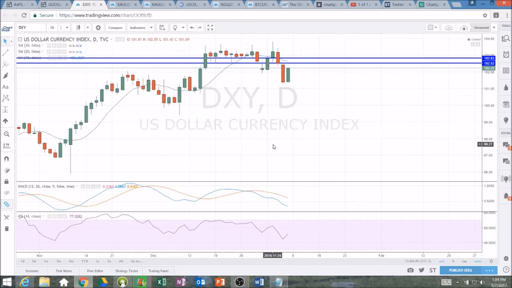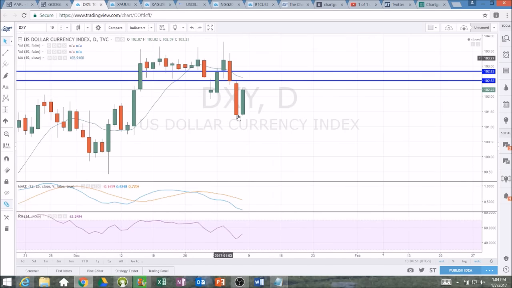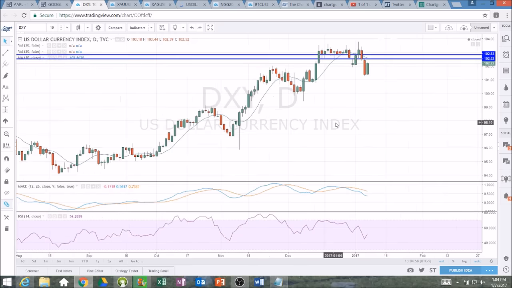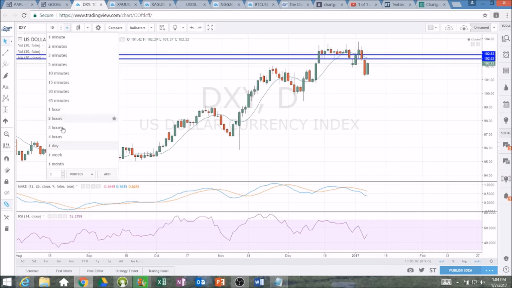Looking at the daily time frame, we can see after those two big pullbacks, a nice solid green day. But again, it really hasn't done anything. We now have a lower high and a lower low. Long term, absolutely still bullish on the daily time frame. That has not changed in any way, shape, or form.